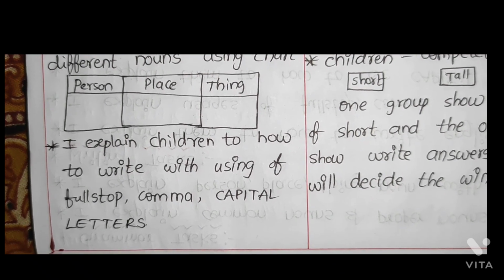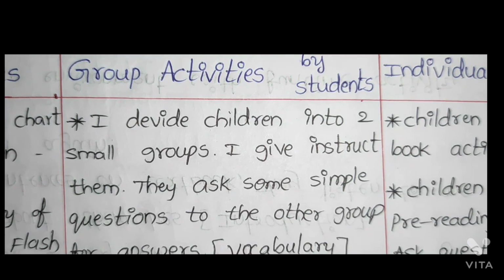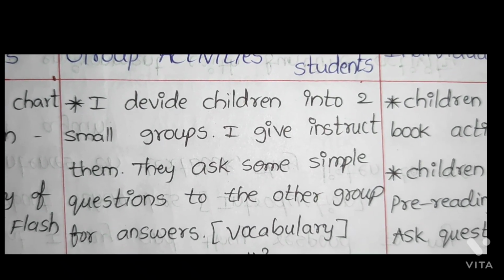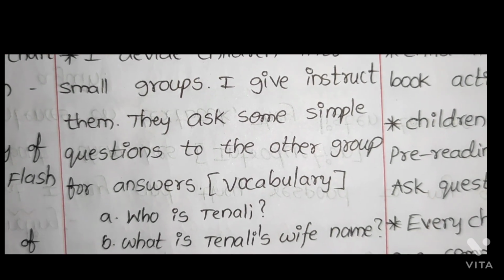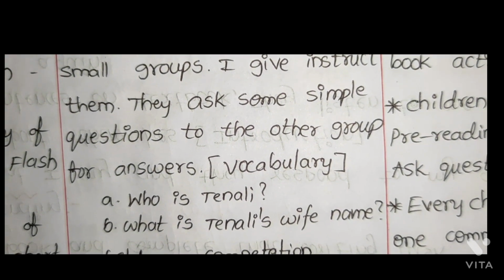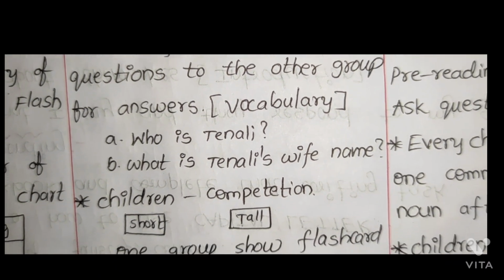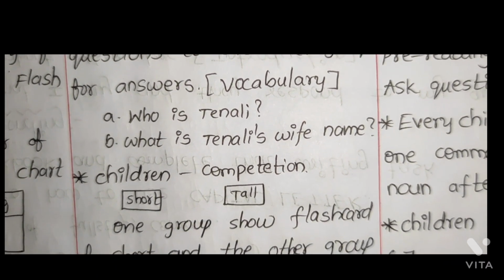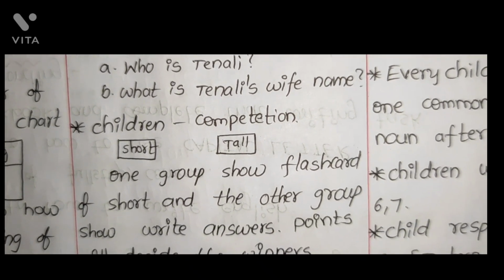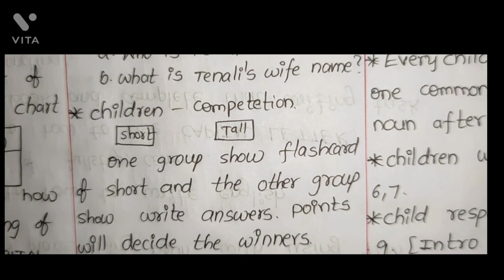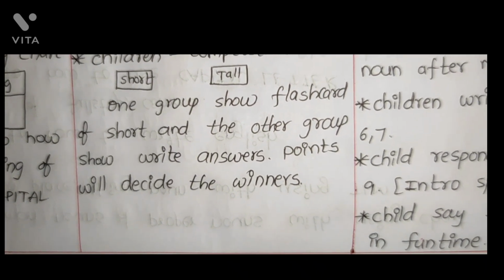The next one, group tasks by students. I divide children into two small groups. I instruct them. They ask some simple questions to the other group for answers. Vocabulary. Who is Tenali? What is Tenali's wife's name? Children competition. I divide two groups and one group shows a flashcard of short and the other group shows the right answer. Points will decide the winners. Short, opposite, tall. This is the group activity.